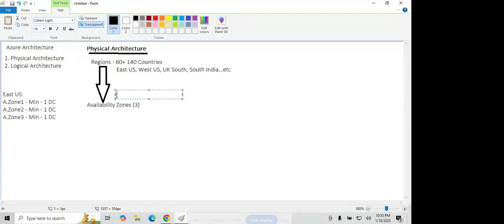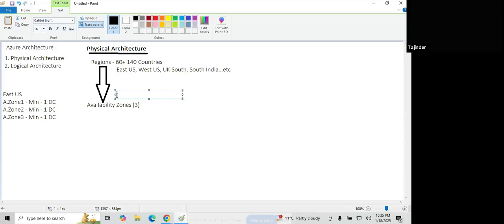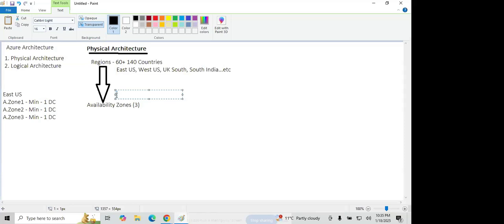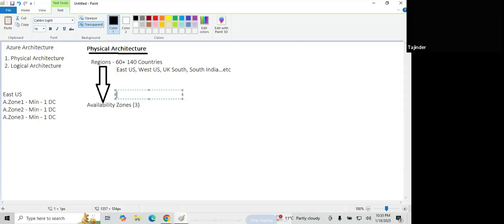Any region will have minimum two data centers and maximum multiple. So any region will have minimum two. Say East, West, UK South, they will all have two data centers minimum. And will they be at the same location or 15 miles apart, as you said?